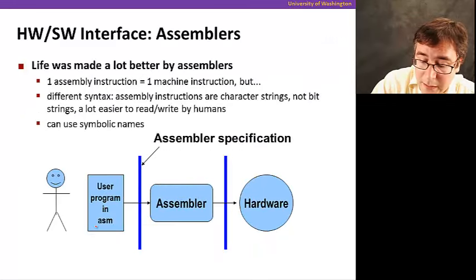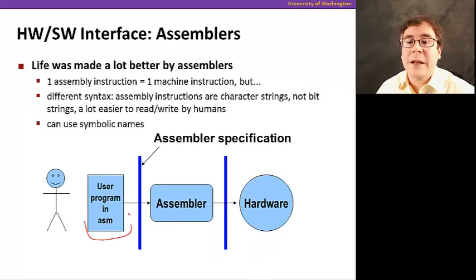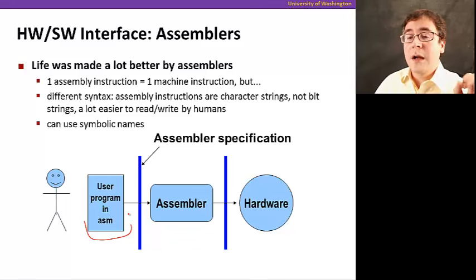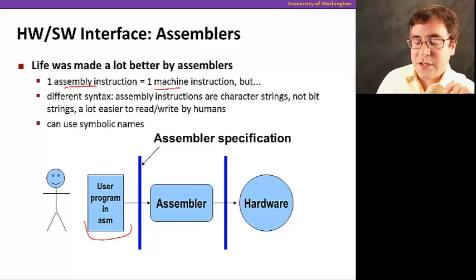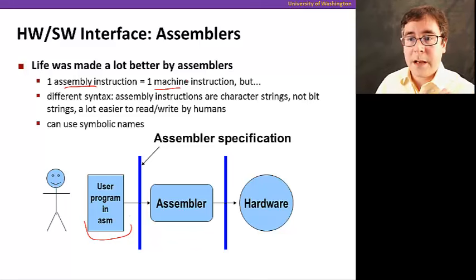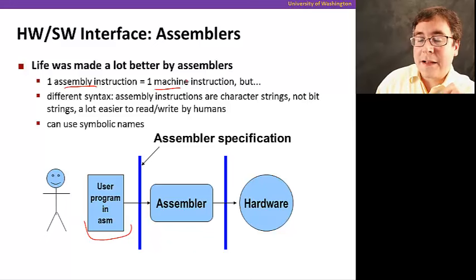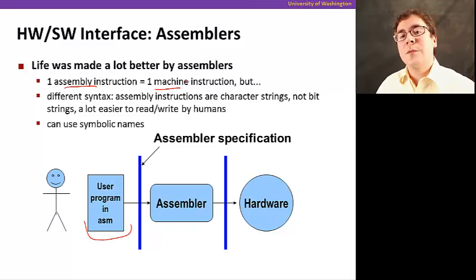So the assembly language was invented. The assembly language, as I said before, is a very simple computer programming language that's pretty close to what the hardware can do in terms of its primitives. And one assembly instruction translates to one machine instruction. But the big difference is that the assembly language is much easier for humans to read because, first of all, they have character strings as opposed to just bits.